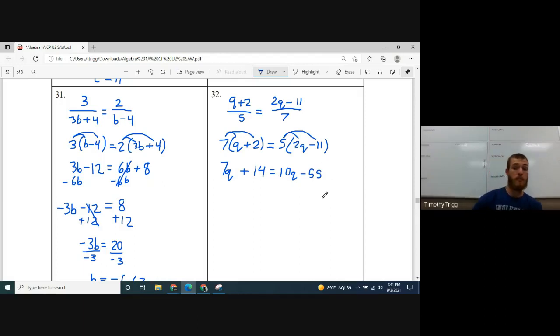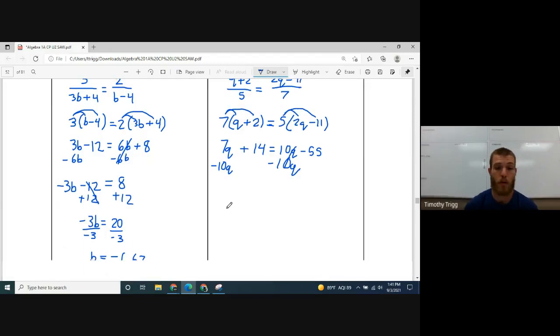There's q's on both sides. We generally don't like that. We're going to go ahead and subtract 10q from both sides of the equation. That way we'll only have q's on this left side. So we're going to subtract 10q from both sides. Remember, whatever you do to one side of the equal sign, you always do on the other side of the equal sign.